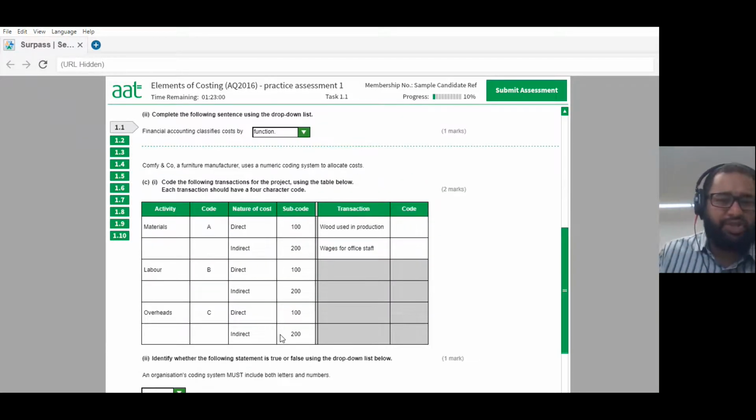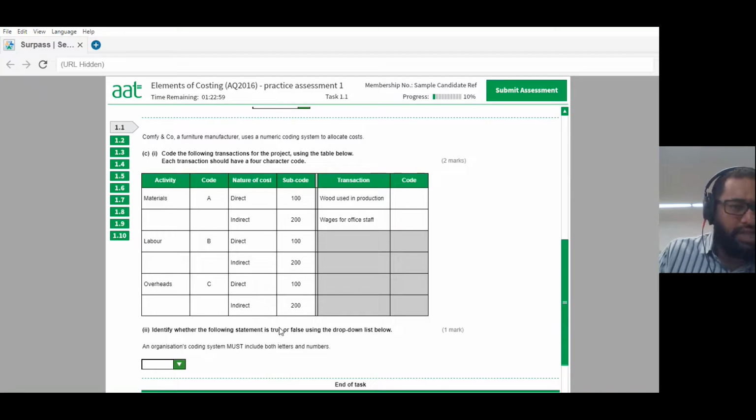Now the next question here is about coding. So what is the coding for? They have given you the activity and the nature of cost. So it's going to be either direct or indirect, and either material, labor, or overhead. They will all be classified in that cost code or not. So wood used in production is going to be material, so A, and this is a direct cost. So it's going to be A100 for this one.